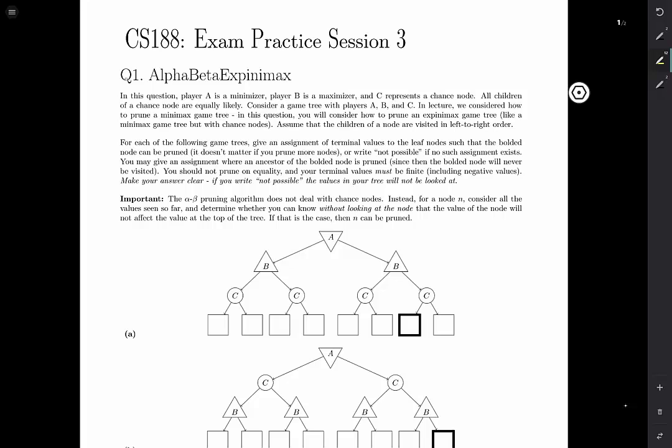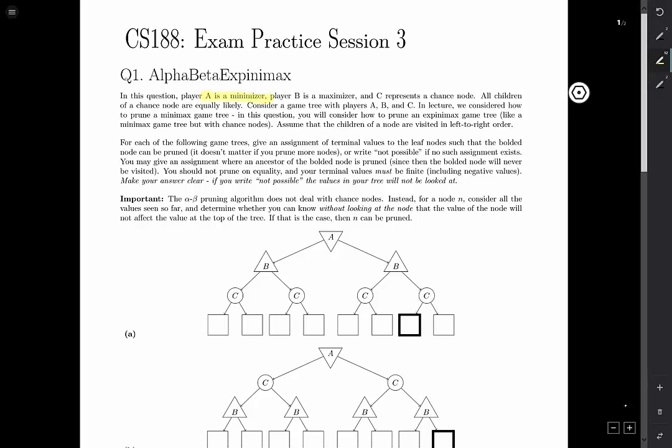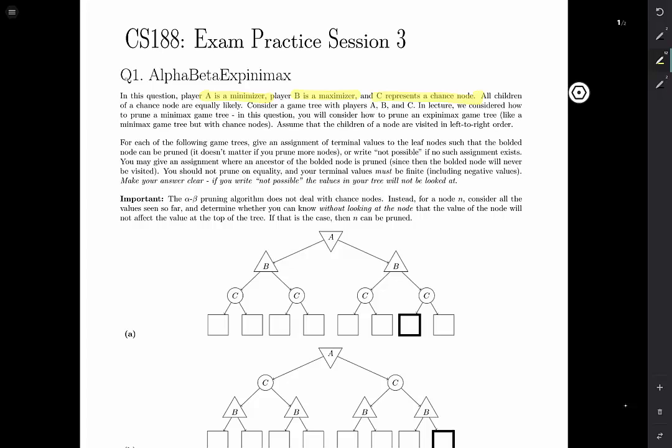Today I'll be going over the exam practice session number 3 worksheet. First question is alpha, beta, exp, minim, x. In this question, player A is a minimizer, B is a maximizer, and C is a chance node. All children on a chance node are equally likely.